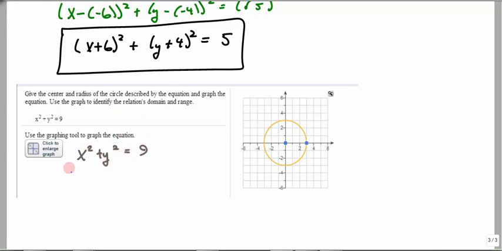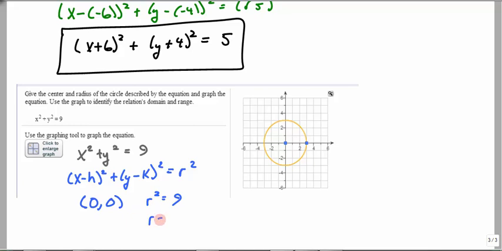We're comparing this to x minus h quantity squared plus y minus k quantity squared equals r squared. Now notice we're not subtracting anything from x, so that means my center is at 0, same thing for y. And then my r squared is equal to 9, so I take the square root of both sides and I get r equal to 3. So I would use my center of (0, 0) and my radius of 3 is what we're looking at there. So another thing that will come up about this is domain and range.